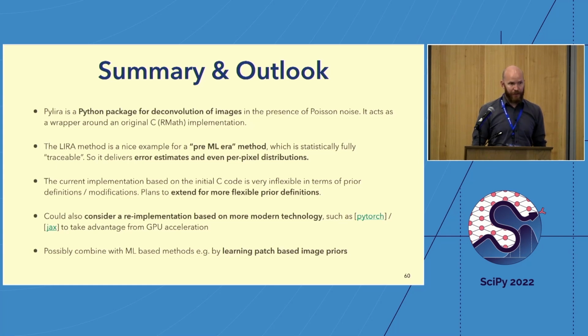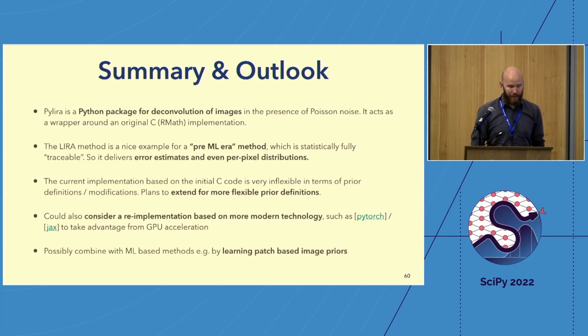The current implementation is based on the initial C code. This is currently rather inflexible. For example, the choice of the prior that I've shown here is hard-coded and fixed. But there's a plan to extend the API to allow for more flexible prior definitions.